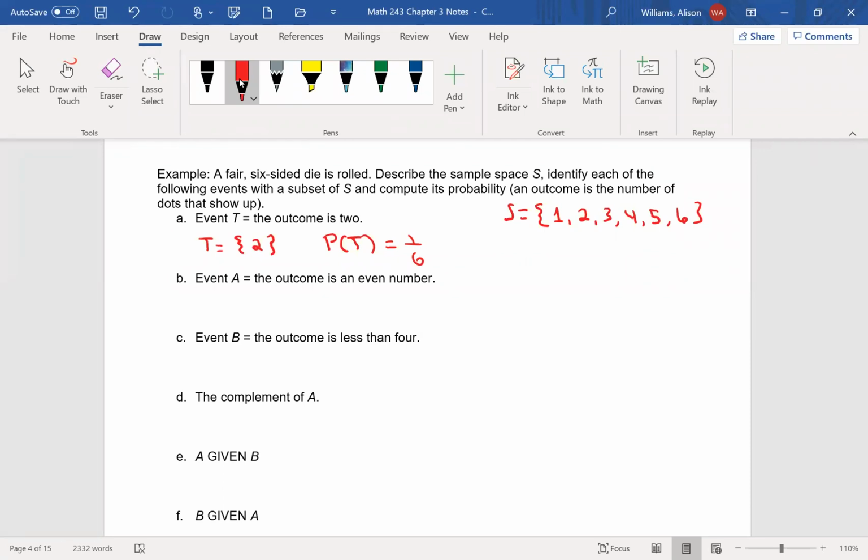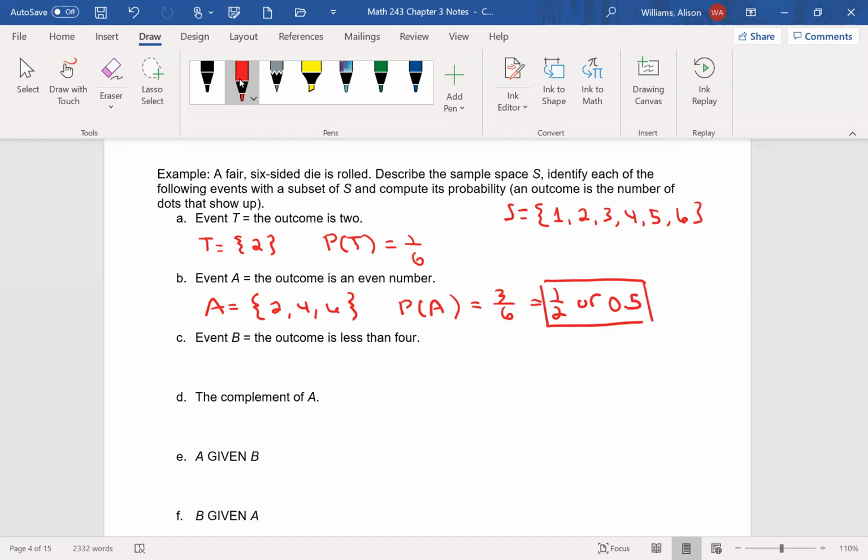All right. So the event A, that the outcome is an even number, well, 2, 4, and 6 would satisfy those possibilities. And the probability of that happening would be 3 out of 6, or 1/2, or 0.5, or if you feel like it, you can write 50%, that would be fine too.